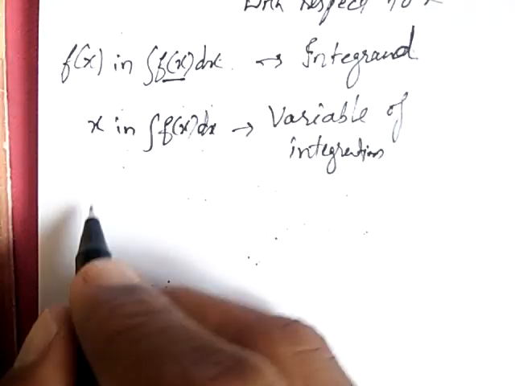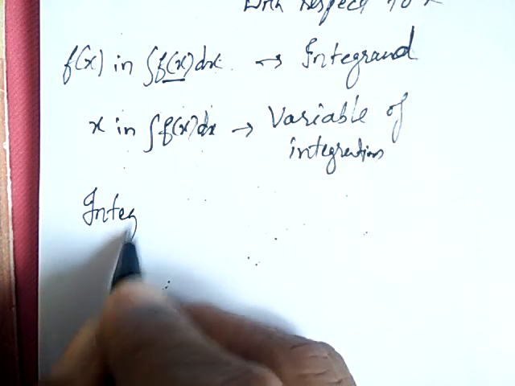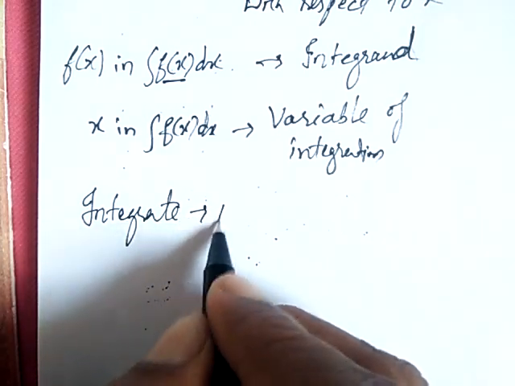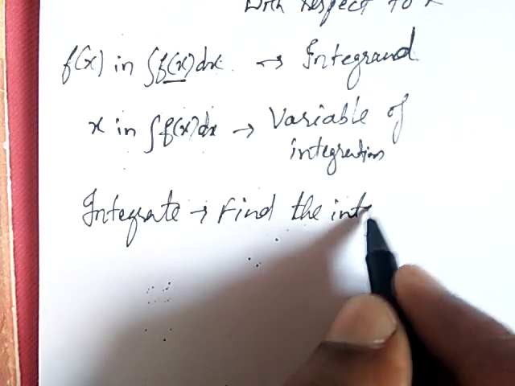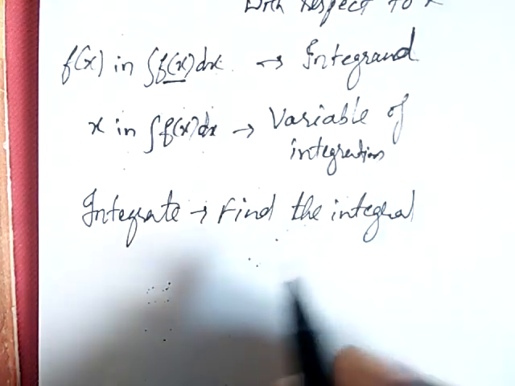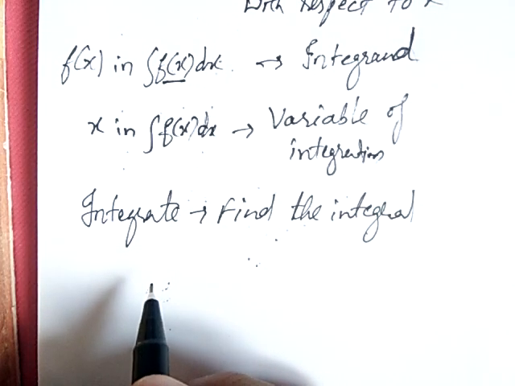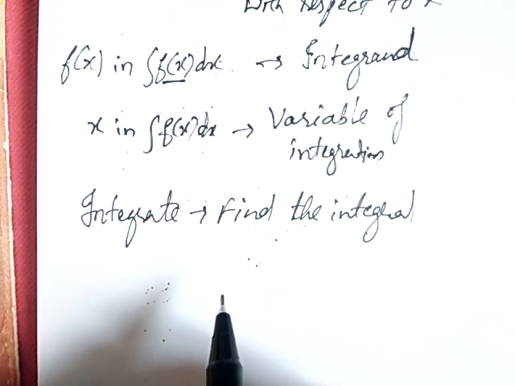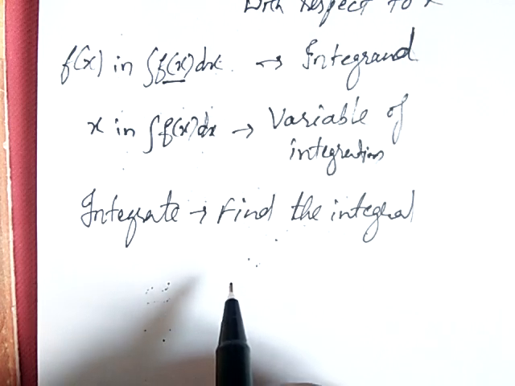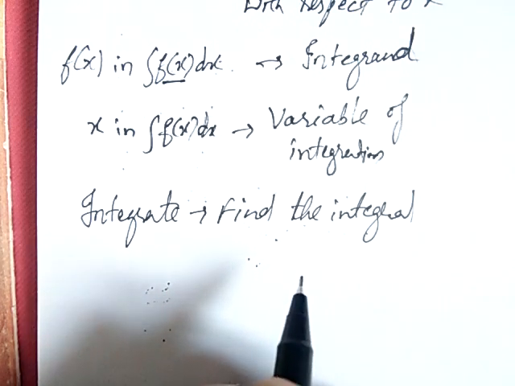So integrate means find the integral. Next, integration means the process of finding the integral, and constant of integration means any real number c considered as a constant function, and the integral of f means f dash of x is equal to f of x. So these are very important, you can remember.